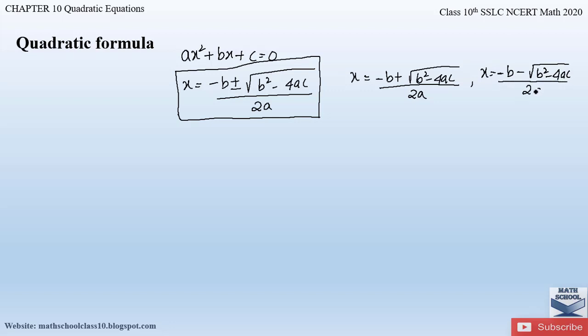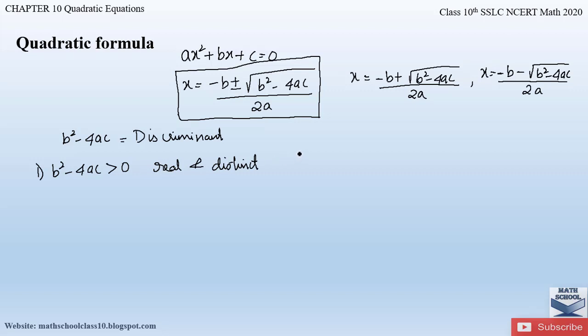Now roots obtained can be of three distinct forms, which depends upon this value, that is b square minus 4ac. So let me write down, depending on this value b square minus 4ac, which is also called the discriminant, we can obtain three different types of roots. So the first category of roots is, if b square minus 4ac is greater than 0, then the roots will be real and distinct.